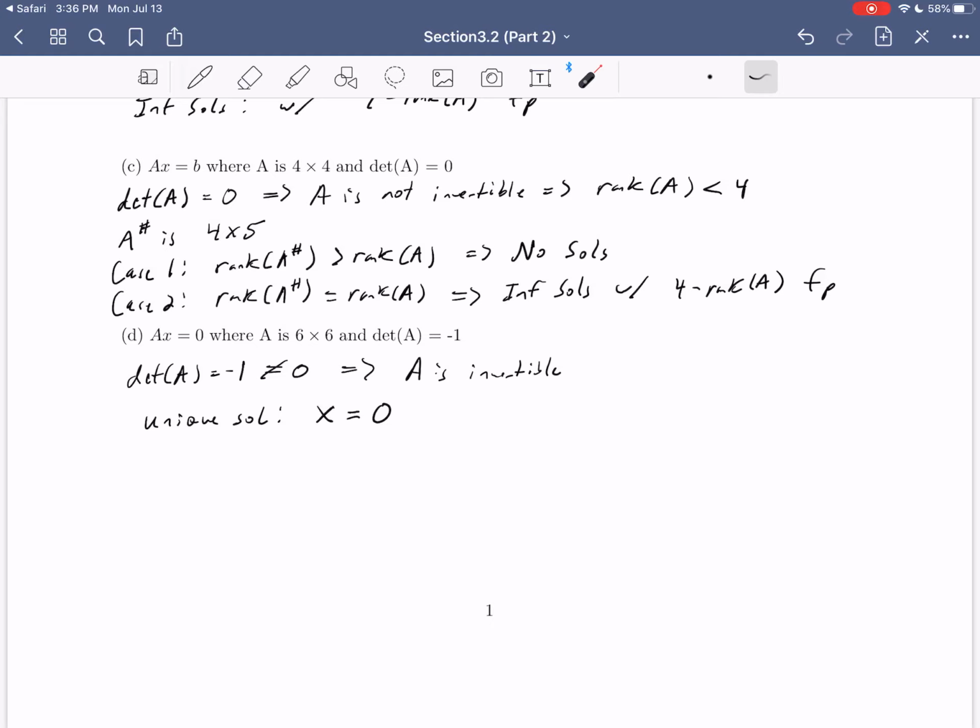So in this case, since we know it's a unique solution, we know that the only one is x equals 0. Okay, so this was just a quick example looking at solution sets to different systems where we knew some information, instead of about the rank of the matrix, about the determinant of the matrix.